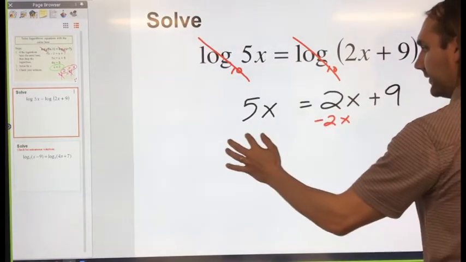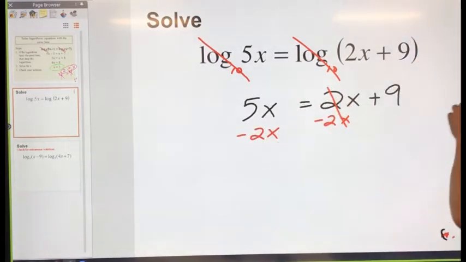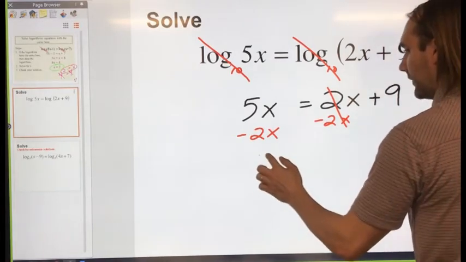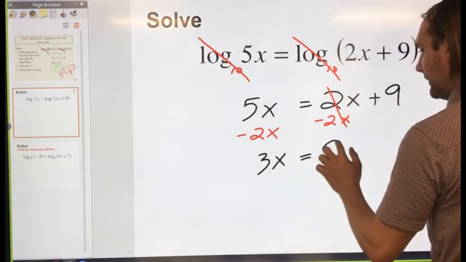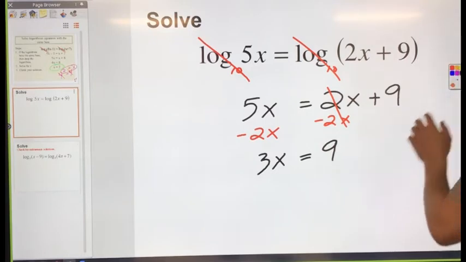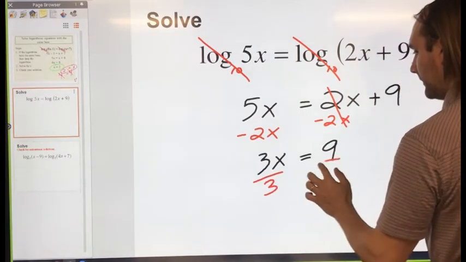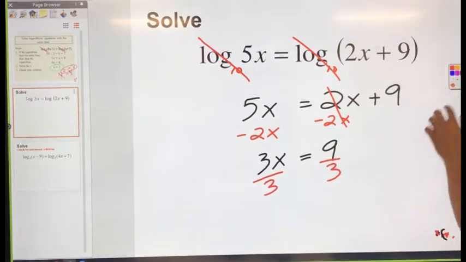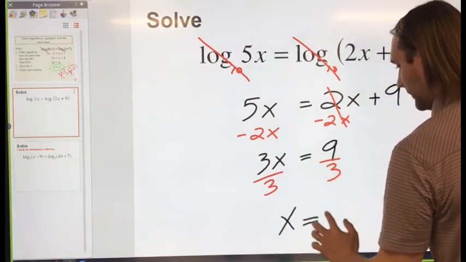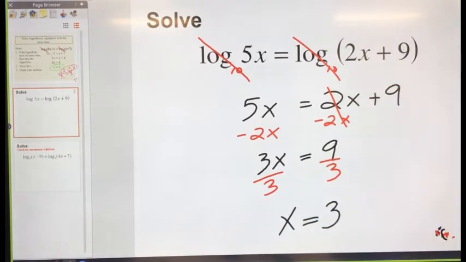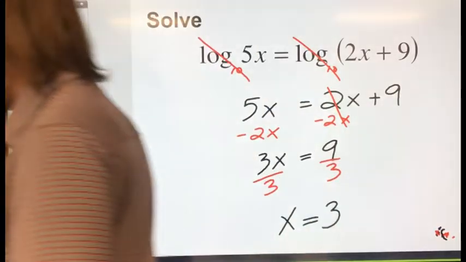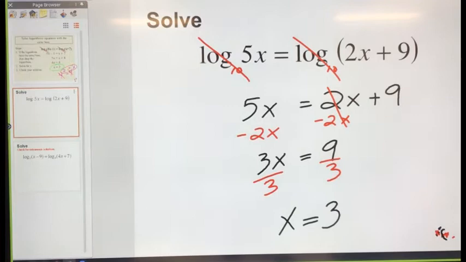Let me subtract 2x here, 2x there. I get 3x equals 9. Last but not least, divide by 3. x equals 3. Or does it? Let's check our work. Make sure we don't get any solutions that come up as an invalid number, and make sure we get the same number on both sides of the equal sign.